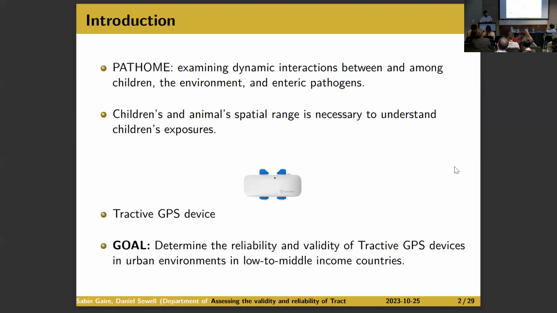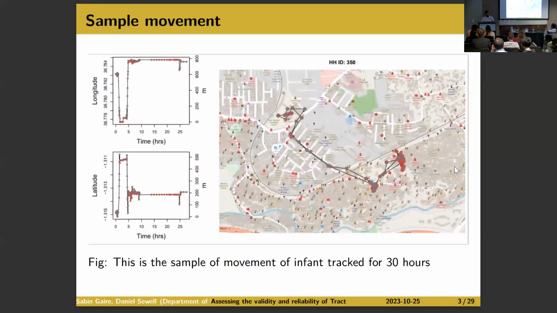So most of the things have already been said, but we are using this data to understand children's exposure and animals' exposure to different things. So our goal is to determine the reliability and validity of these GPS tracking devices. With this data set, we can do so many things. This is just one sample of what we did with the data set. The left side of the plot is the change in latitude and longitude for a time frame of 30 hours, and the right side is the exact location of where the infant was.